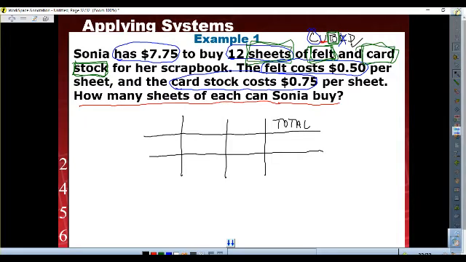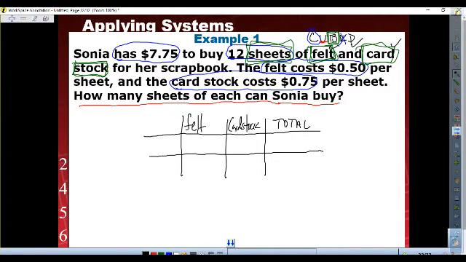First of all, what items are we talking about in this problem? Cardstock and felt. Which is the first one they mentioned? Felt. So I'm going to write it in the first column: felt. And the next column is cardstock.